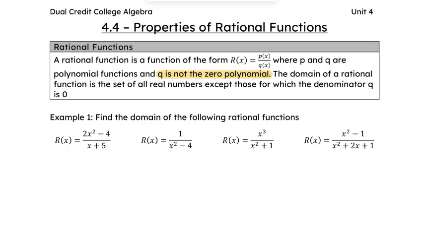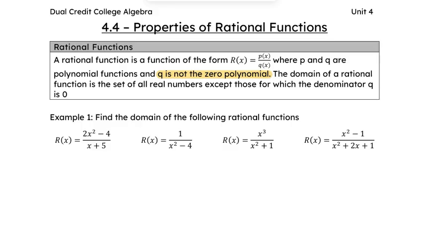So we're looking at fractions. And we have polynomials in the top and polynomials in the bottom. So remember, a polynomial could have x in it, it could not have x in it. But what really is important here is that the bottom is not the zero polynomial. The bottom is not zero. We cannot divide by zero, so the bottom cannot be zero.